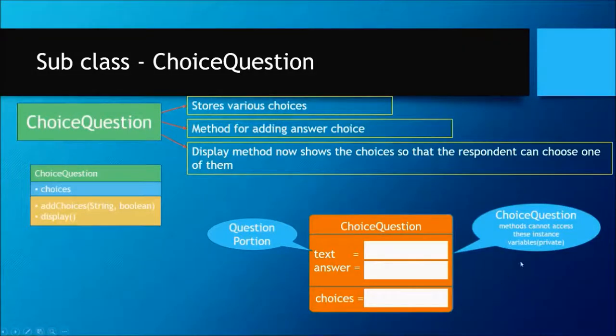And also keep one thing in mind, the choice question methods cannot access these instance variables because they are set as private in your question class. Does that mean we can't access them at all? No, we can access them. We can access text and answer instance fields through the superclass methods. So we can access the question superclass methods, set text and set answer, to get the values of these two.